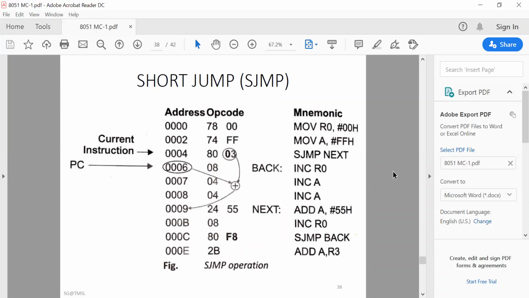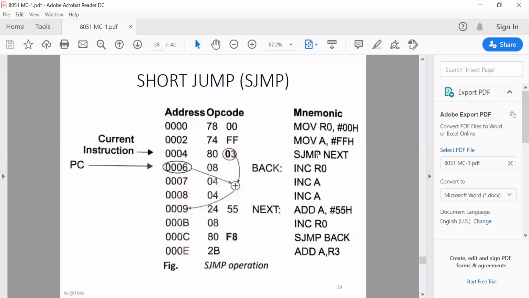And how can you calculate this 8-bit address for short jump? Here, one example is given. MOV R0 comma #00, then MOV A comma #FF, then SJMP next. And where is next? Next is here in this position. Now, if this program is started from the 0000 memory location, it's a 2-byte instruction. So it needs 0000 and 0001 to store this instruction. Then the next instruction address will be 0002, then 0004, then 0006.